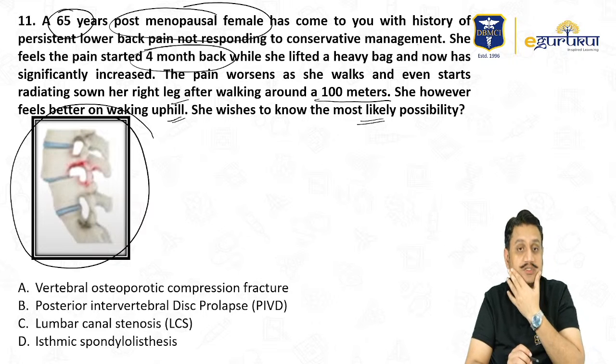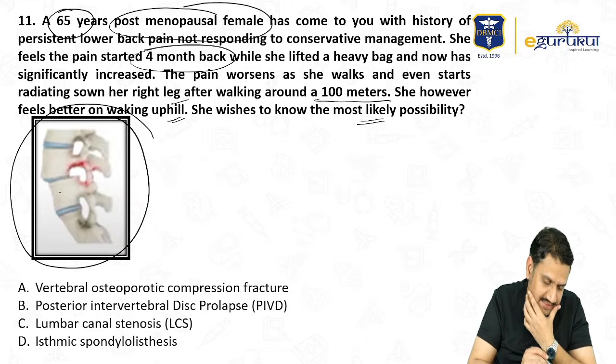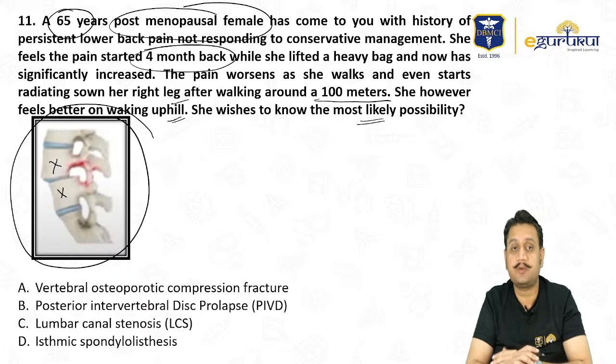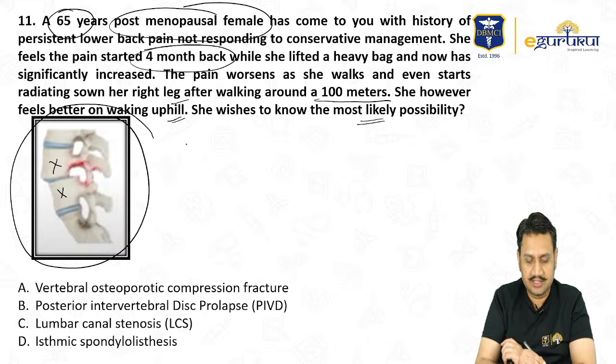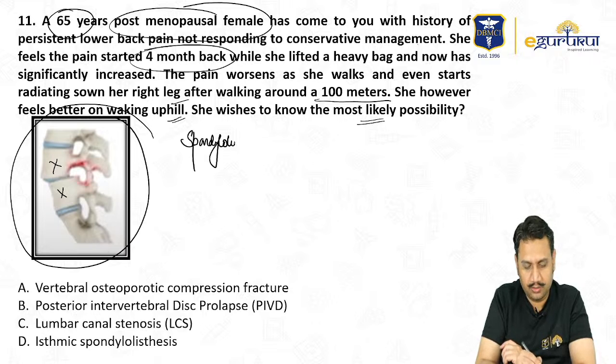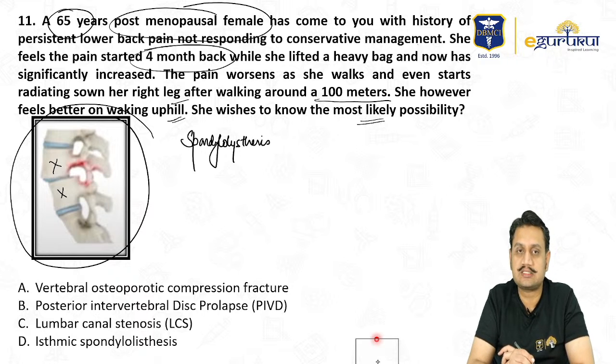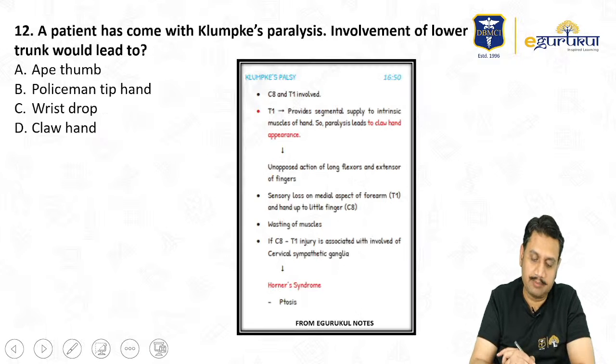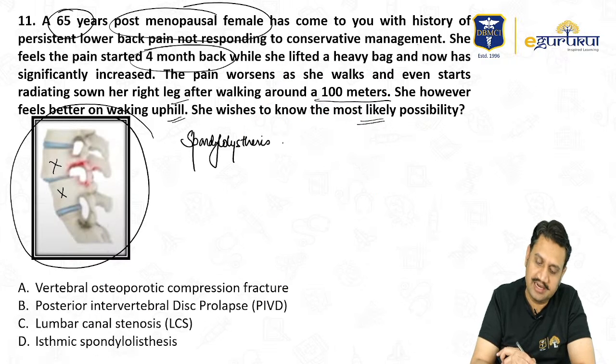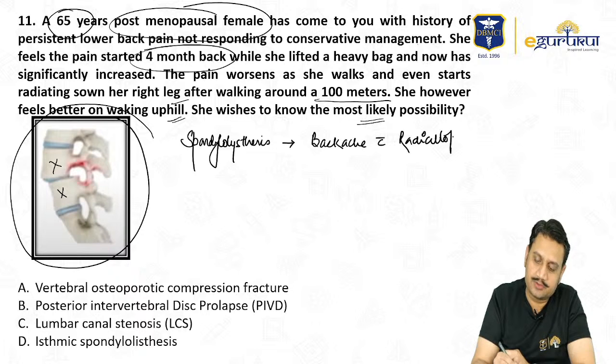So in the image, what do you observe? You can see that the upper vertebra is somewhat slipped over the lower vertebra. What do you call this situation? It is spondylolisthesis. So the question was on spondylolisthesis, and listhesis usually has what complaints? The backache, which may be accompanied by radiculopathy. So that is what the lady is suffering.